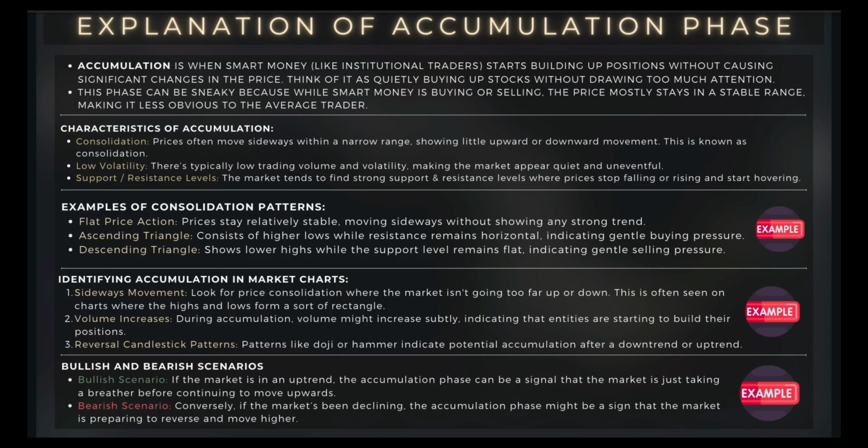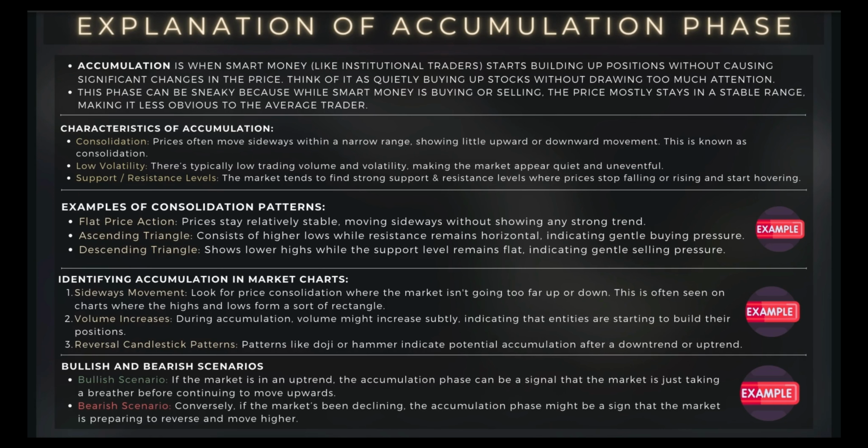Low volatility. There's typically low trading volume and volatility, making the market appear quiet and uneventful. Now, low volatility is pretty common in this phase, but sometimes there's high volatility consolidation. So you can have those big movements up and down, but if you notice price stays between a support and resistance level, that is another sign of price accumulating. It's just that sometimes it makes it seem like price is going somewhere, but if you were to zoom out a little bit more, maybe at the higher time frame upward, you'll notice that it's actually price just consolidating.